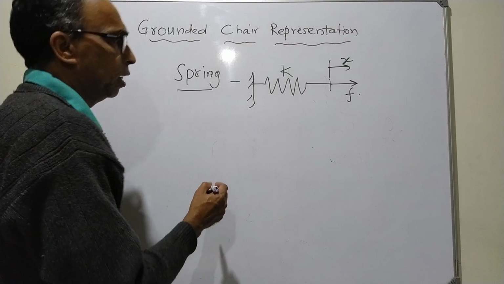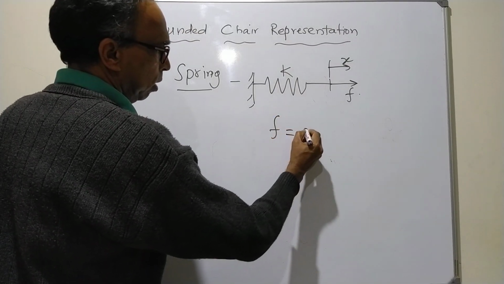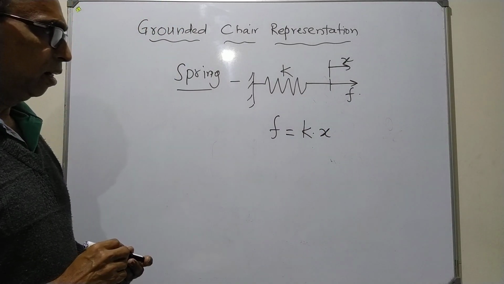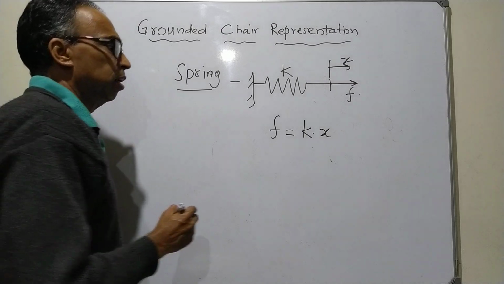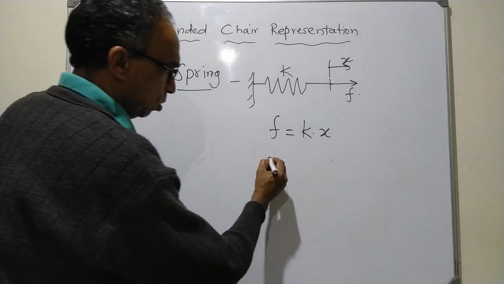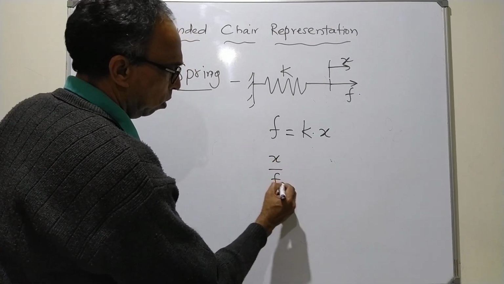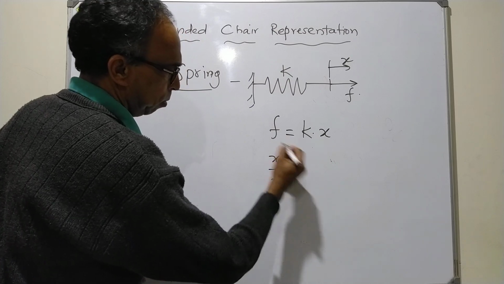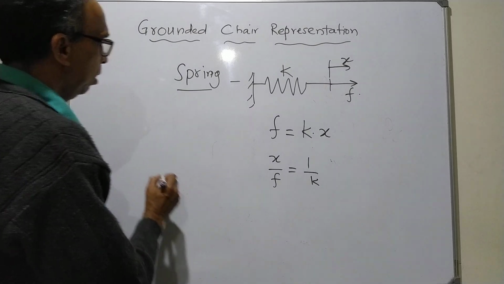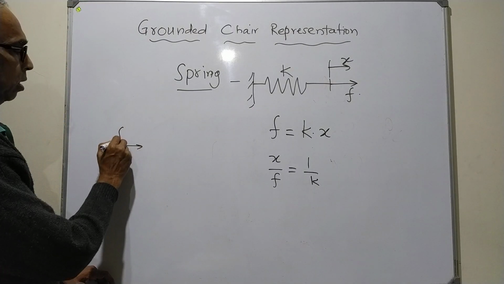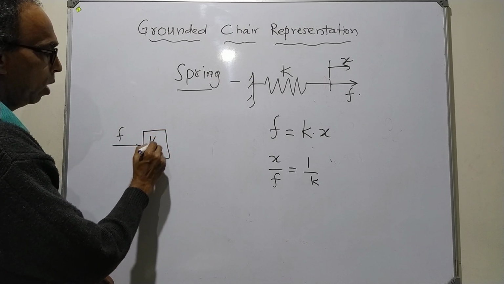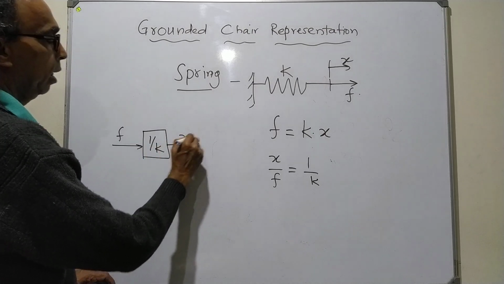And how had we written the equation? F was equal to K into X, isn't it? And how was the transfer function? Output was X and input was F. So X upon F was equal to 1 upon K. And what we had said, the block diagram, the input is F multiplied by 1 by K gives me X.